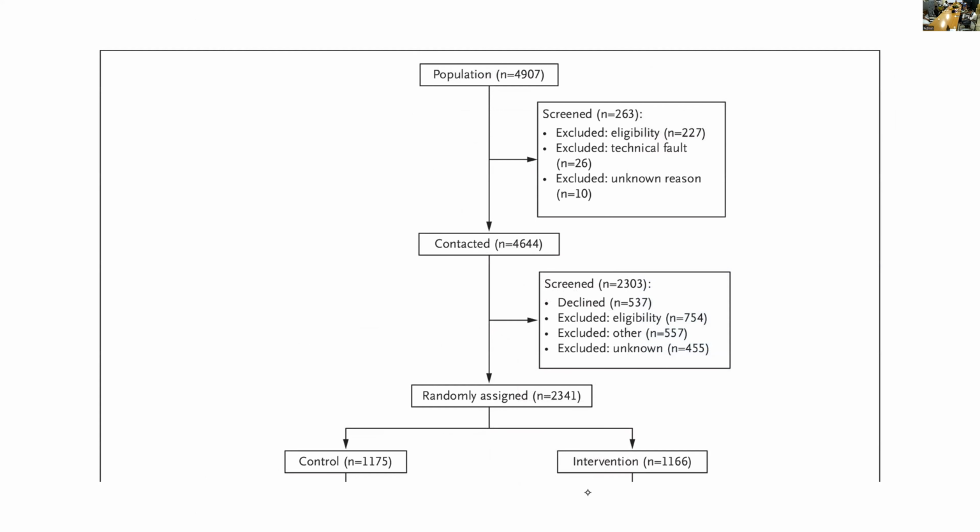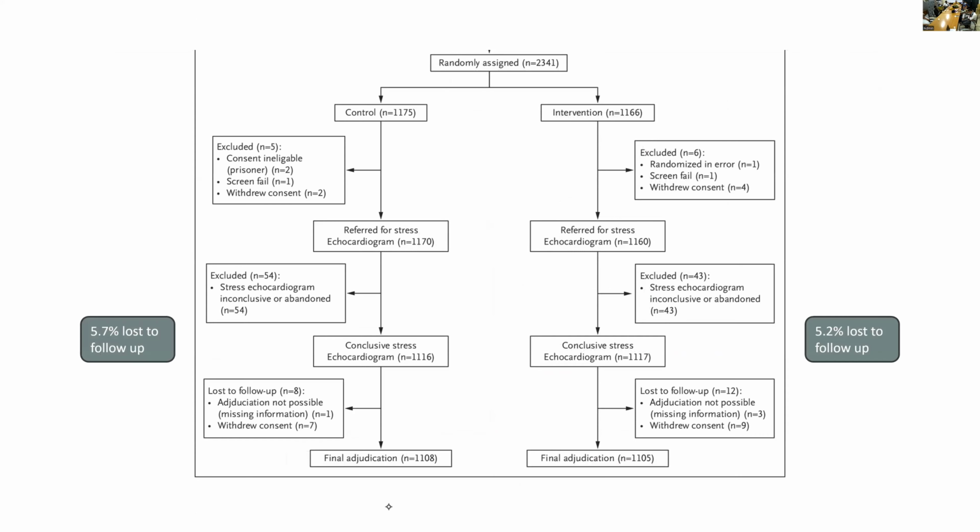So 2,341 underwent randomization. We have 1,175 in the control arm and 1,166 in the intervention arm. Of the control arm, 5 were excluded: 2 were prisoners and couldn't consent, another failed the screening, and 2 withdrew consent. 54 of the stress echoes were inconclusive or abandoned, and we ended up with 1,116 who actually had a conclusive stress echo.